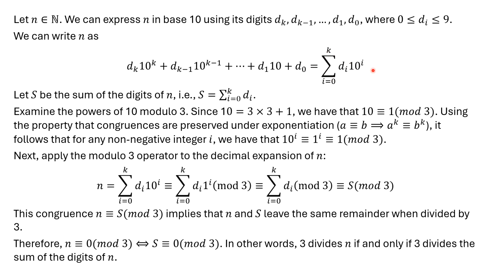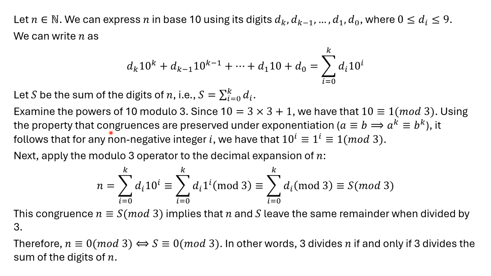And then we can write it in terms of this more succinct formula, summation. So let S be the sum of the digits. So it will be the sum of these D0 to D sub k. And then we want to examine the powers of 10 mod 3. Since 10 is 3 times 3 plus 1, we have that 10 is congruent to 1 mod 3.